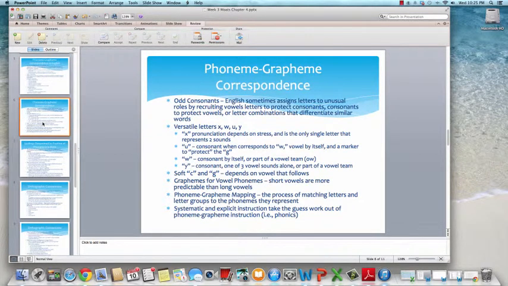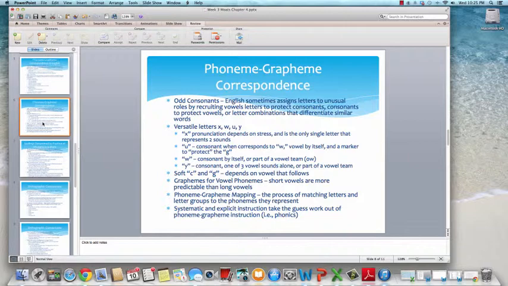And then sometimes we just have odd consonants. English sometimes assigns letters to unusual roles by recruiting vowel letters to protect consonants, consonants to protect vowels, and letter combinations that differentiate similar words. So again, this is marking, and you're going to group things together to protect what it's surrounding.